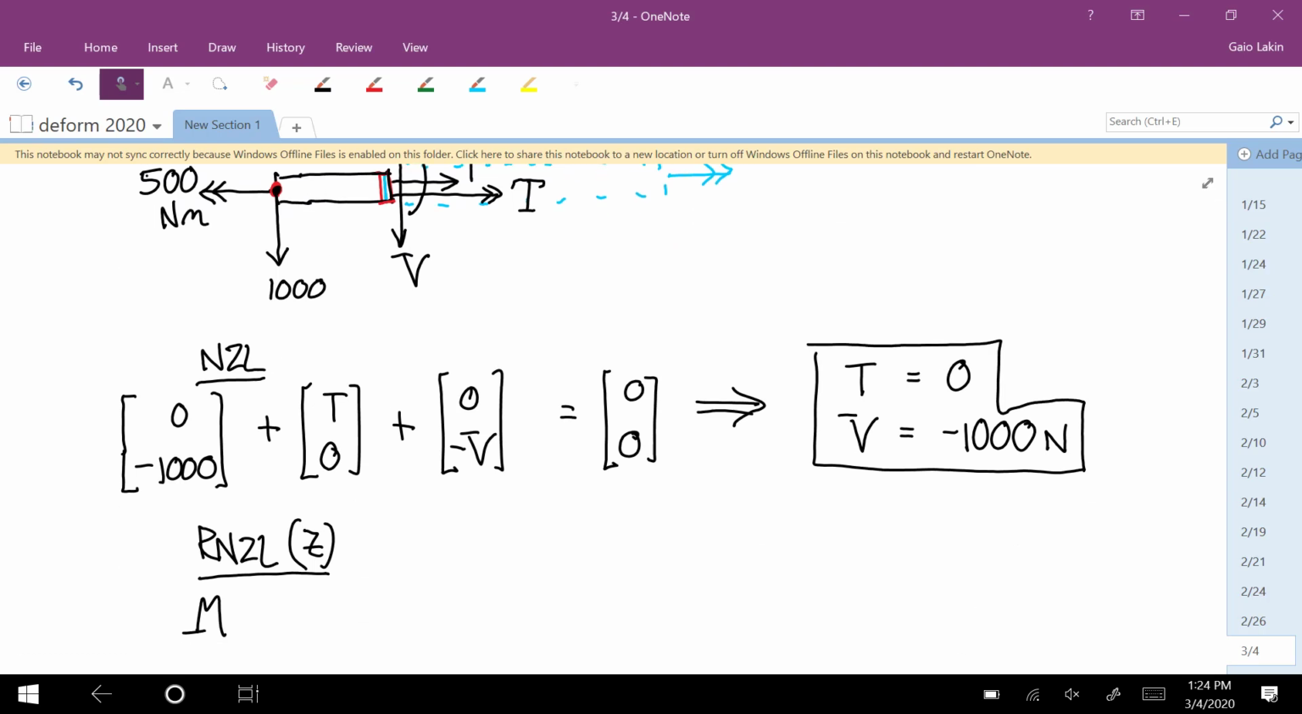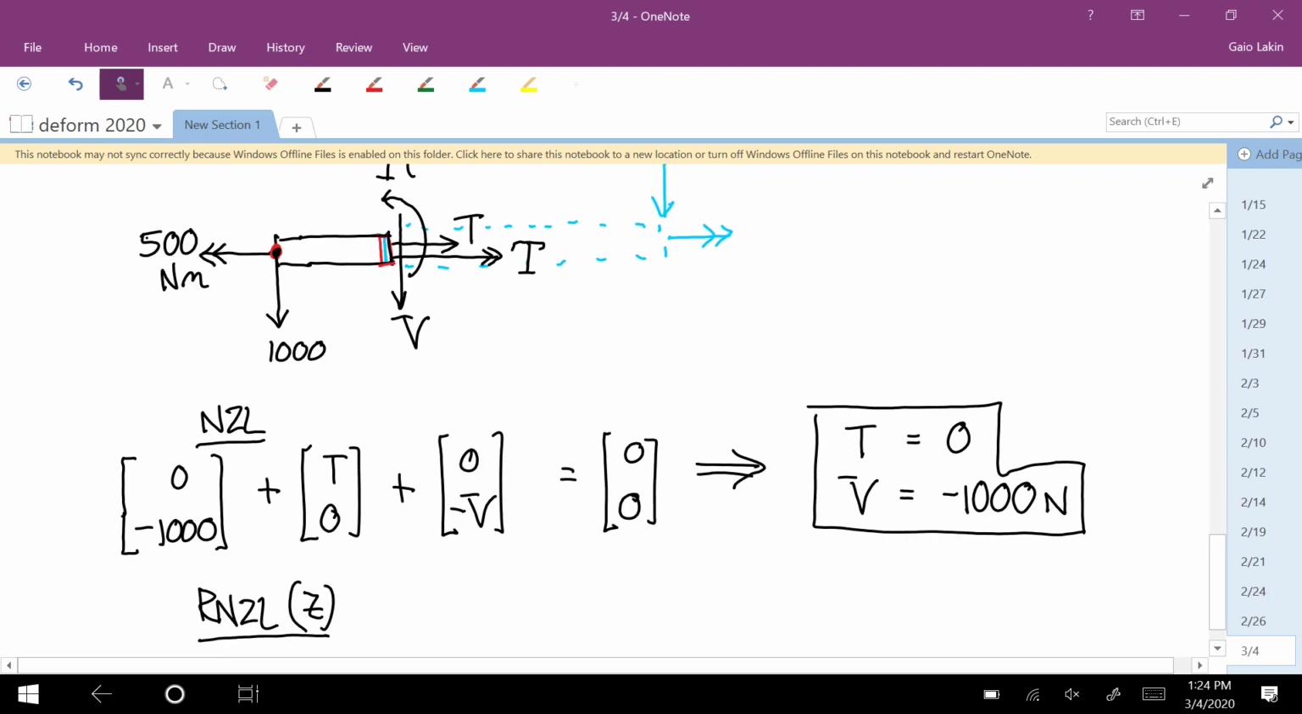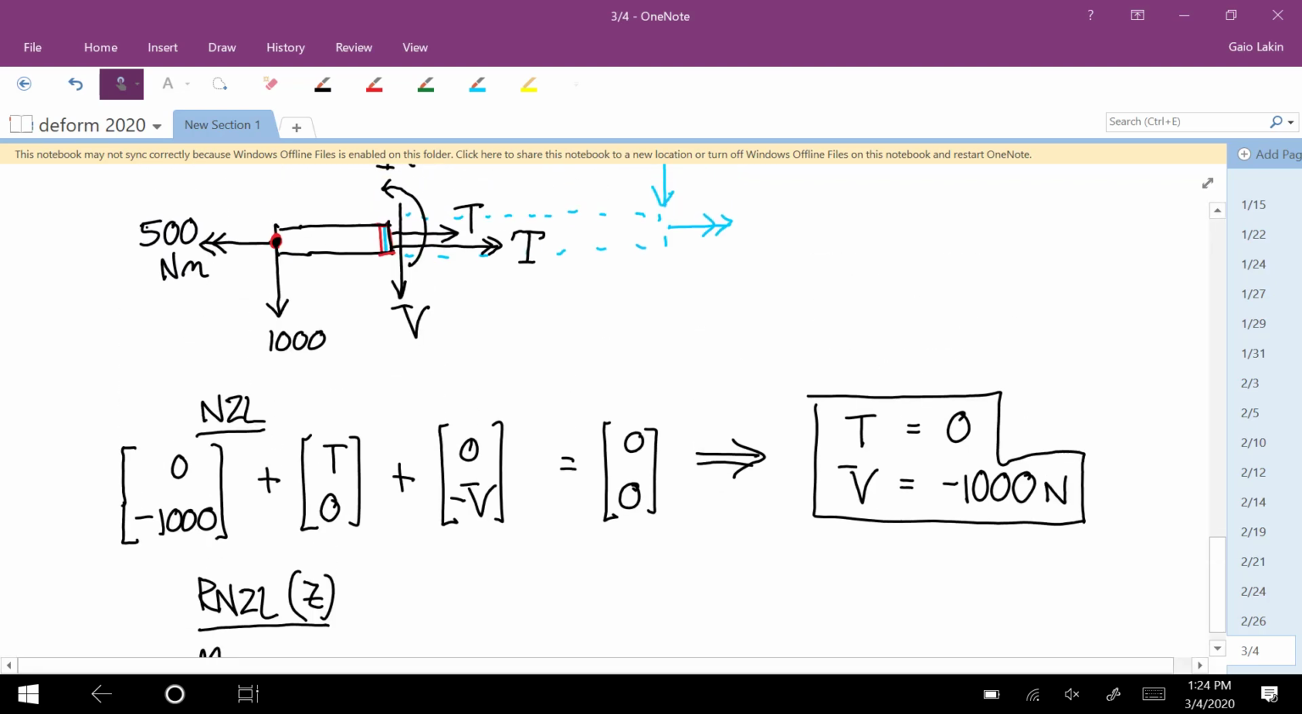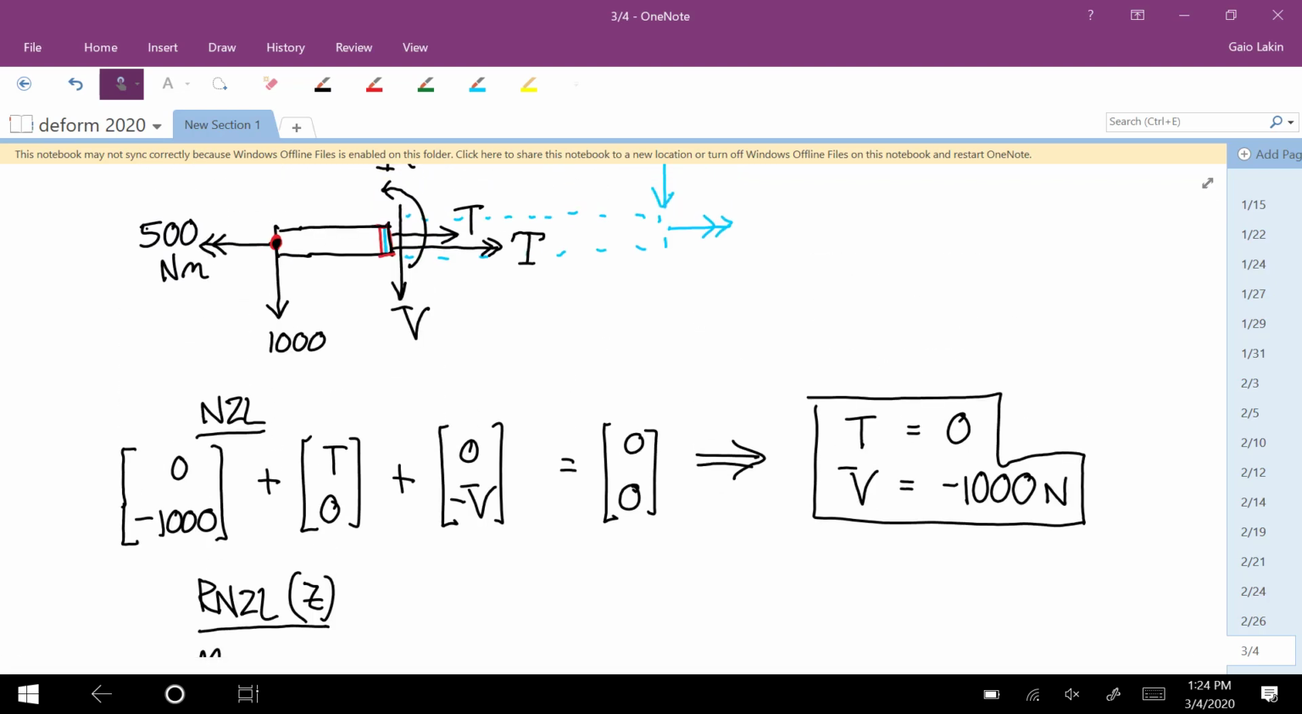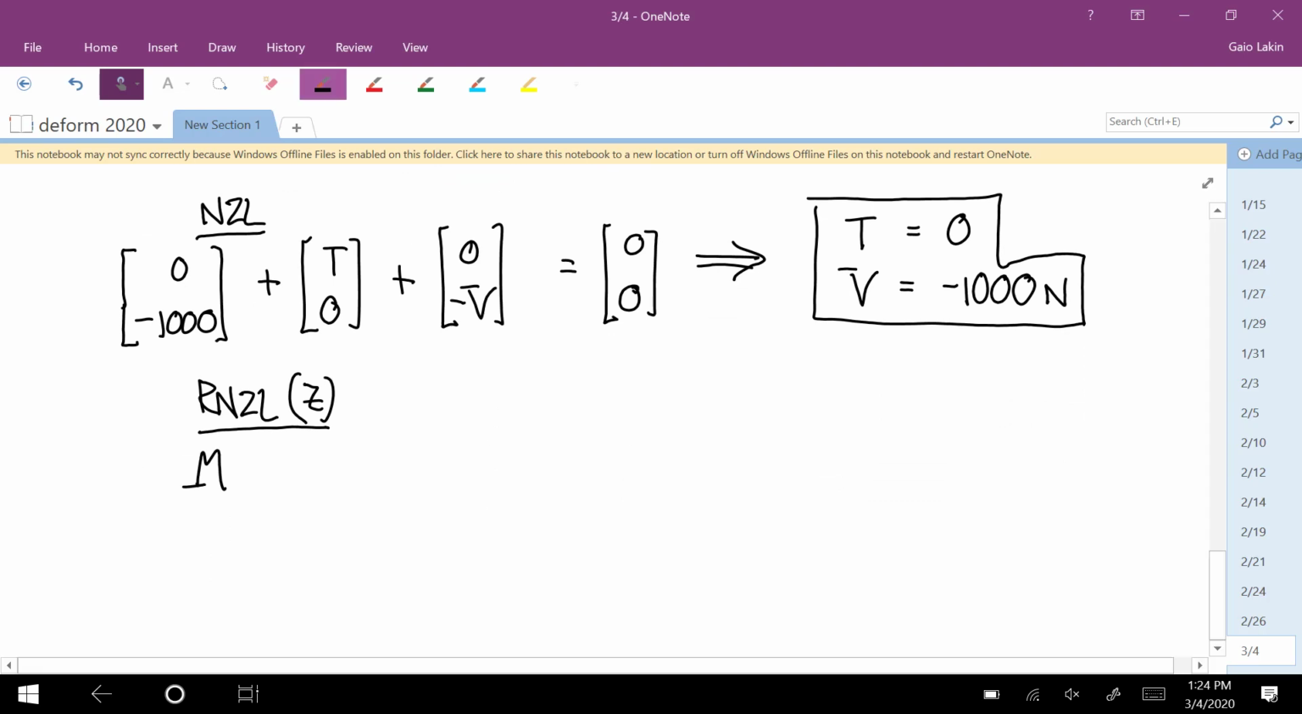Okay, so we definitely have that couple M. That just gets added on. That doesn't depend on the about point. And then we have, what's the sign of that moment, that's V times 0.25? Negative, because it would cause a clockwise rotation. So that's minus 0.25 V.